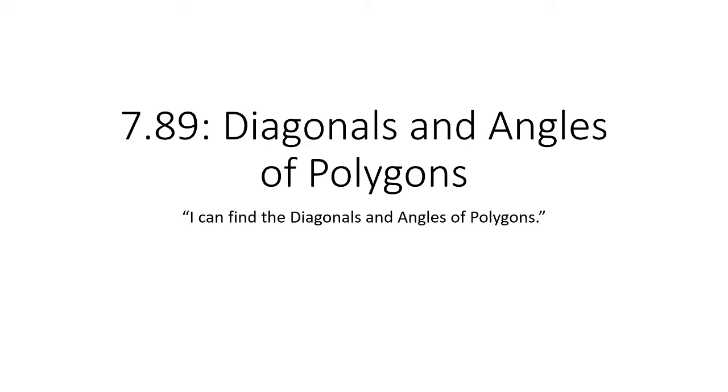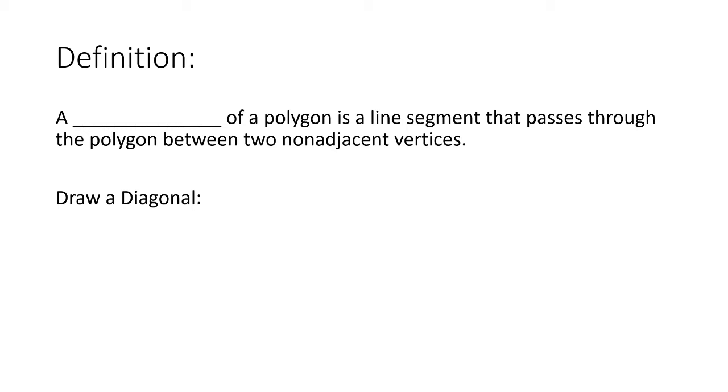Welcome to Lesson 89, Diagonals and Angles of Polygons. Our objective is I can find the diagonals and angles of polygons. So a diagonal of a polygon is a line segment that passes through the polygon between two non-adjacent vertices.